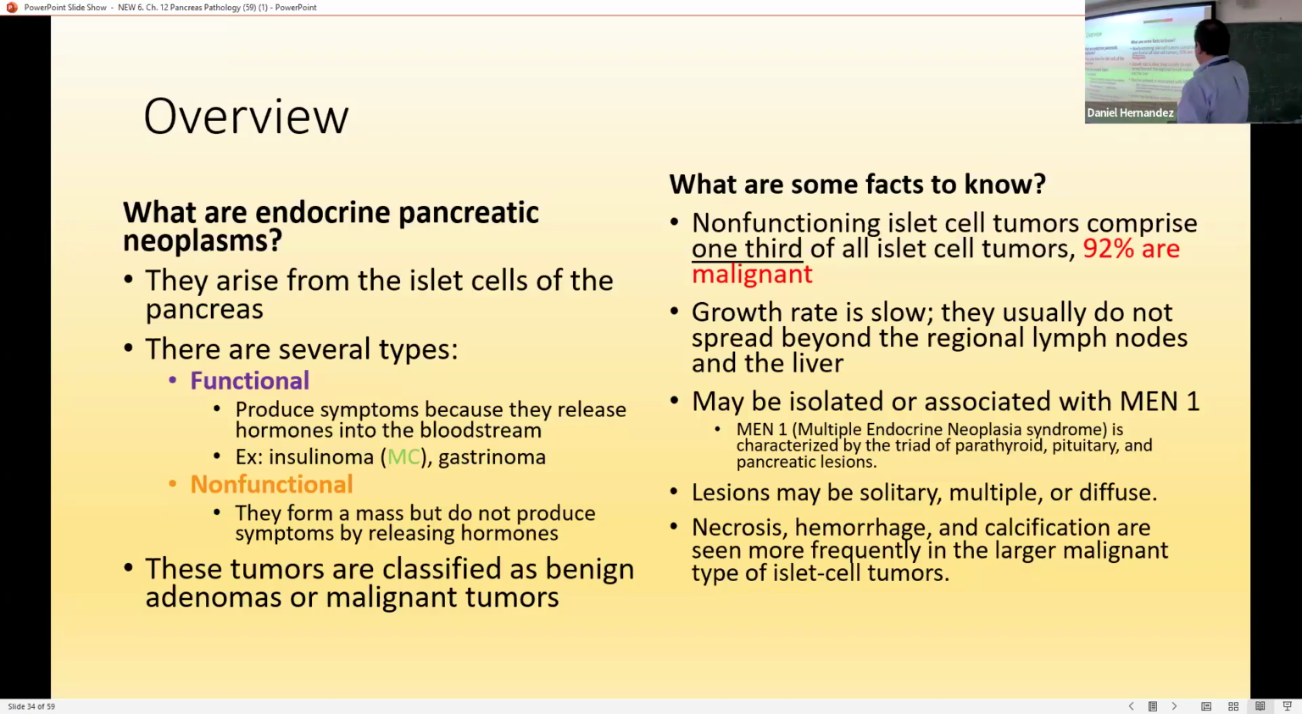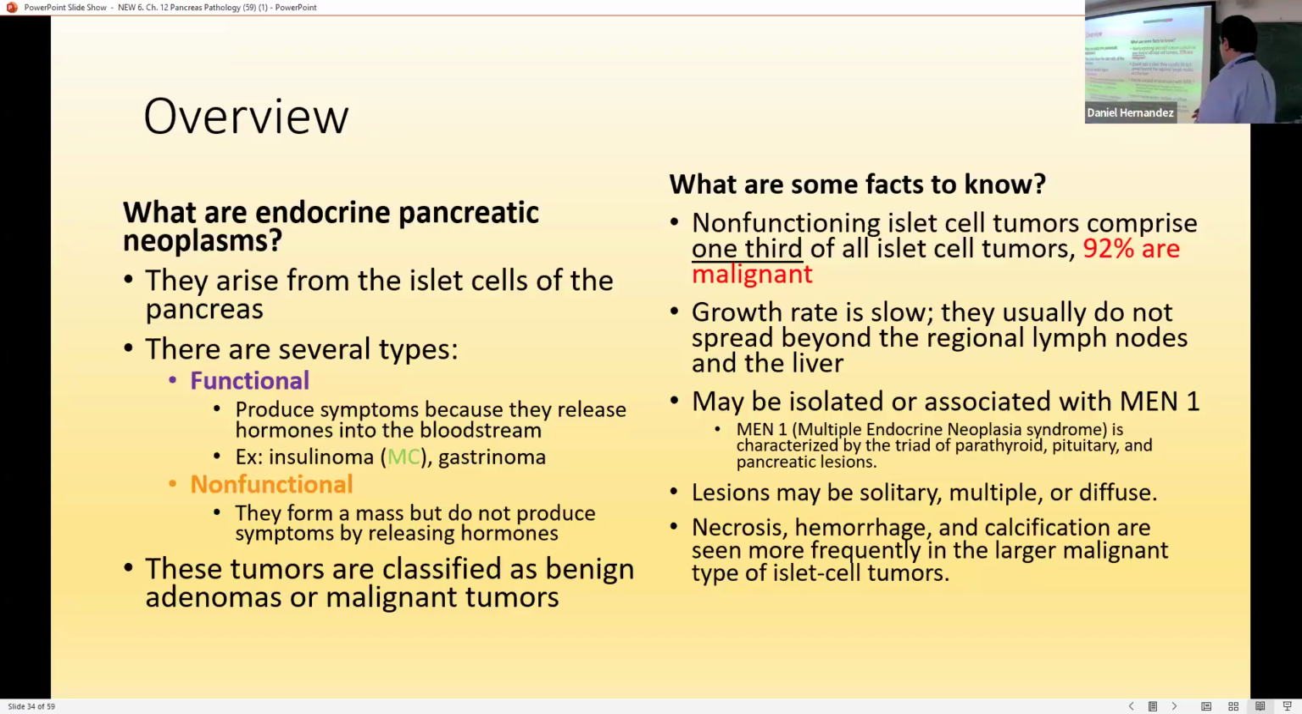So some facts to know: the non-functioning islet cell tumors comprise 1/3 of all islet cell tumors, and 92% of them are considered malignant. That's unfortunately part of the reason why they say pancreatic cancer is one of those silent killers. If 1/3 of these endocrine tumors are those non-functioning cells, the patients have no symptoms, and the vast majority of them are going to be malignant. The rate of growth of these tumors is very slow. They usually do not spread beyond the regional lymph nodes and the liver.